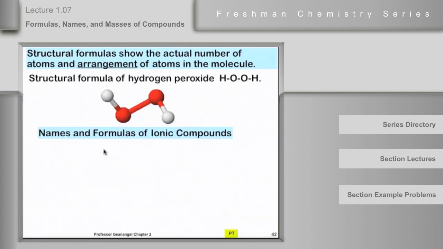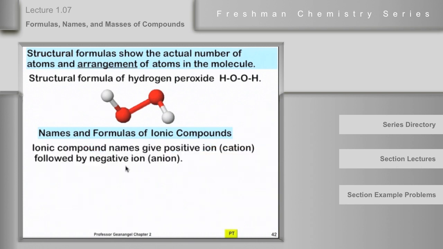All right, let's go back to ionic compounds and talk about the names and formulas of ionic compounds. The first simple step is that an ionic compound has a name consisting of the positive ion, the cation, followed by the negative ion, the anion. So that's the order of the name parts in the name of the ionic compound.